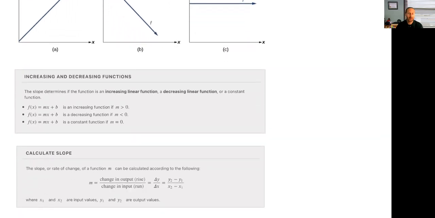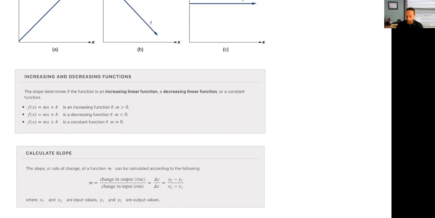Well, then if slope is so important, how do we calculate it? Well, hopefully you remember it's the rise over the run, or the change in our y's over the change in our x's. And how we measure change is by the difference of our two y's and two x values for our two points that we're trying to find the slope of.